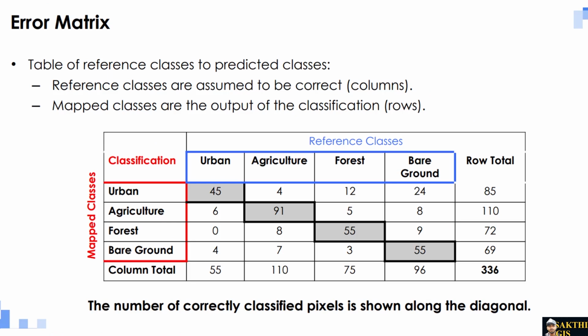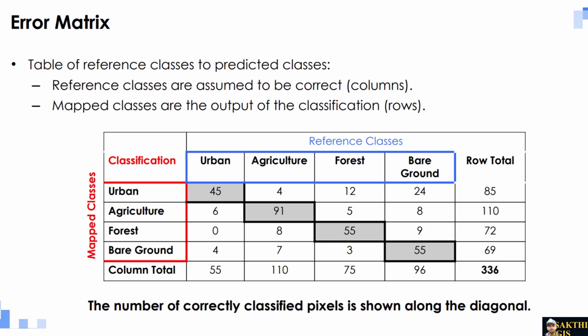Then we come to the error matrix. After we classify the land cover classes and get the results, we need to evaluate our algorithm and see how much accuracy we got. While giving the training data to the algorithm, suppose you are giving 100 points or 100 polygons. Usually we use 80% of the data, 80 polygons, for training purposes. The other 20 polygons or points we use for testing.